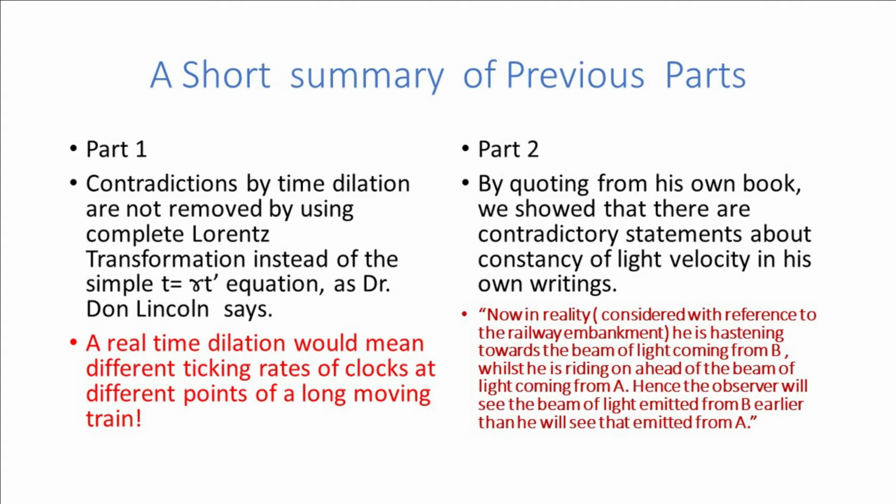Part 2. By quoting from his own book, we showed that there are contradictory statements about constancy of light velocity in his own writings. He wrote, "Now in reality, considered with reference to the railway embankment, he is hastening towards the beam of light coming from B, whilst he is riding on ahead of the beam of light coming from A. Hence the observer will see the beam of light emitted from B earlier than he will see that emitted from A."